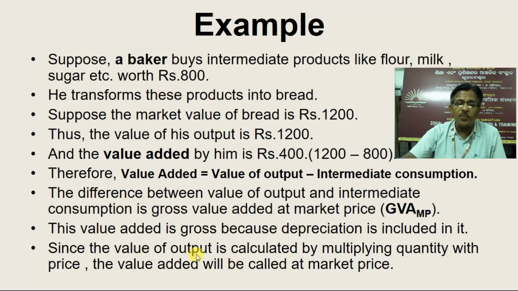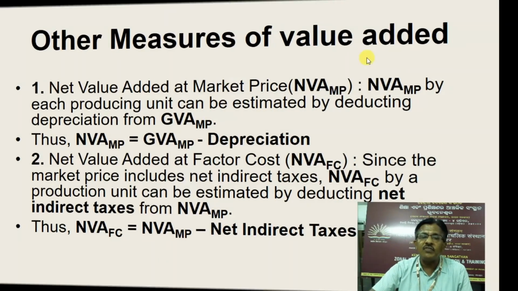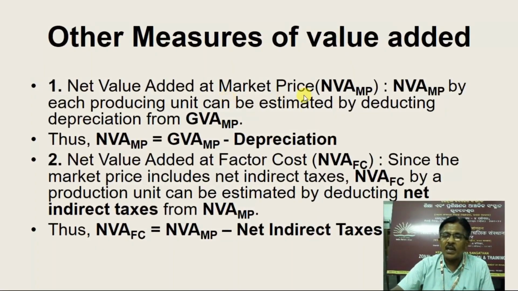Since the value of output is calculated by multiplying quantity with price, the value added will be called value added at market price. Other measures of value added: net value added at market price. Because in an earlier slide we have read gross value added at market price. So the next concept or measure here is net value added at market price, NVAMP. That is, by each producing unit it can be estimated by deducting depreciation from gross value added at market price.